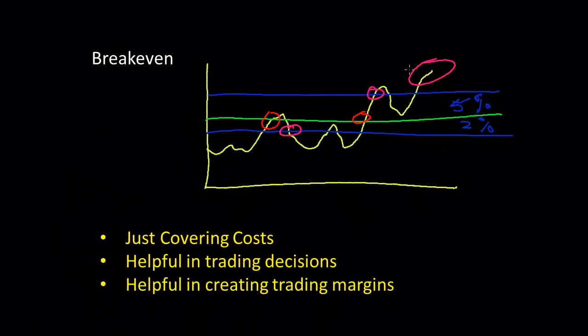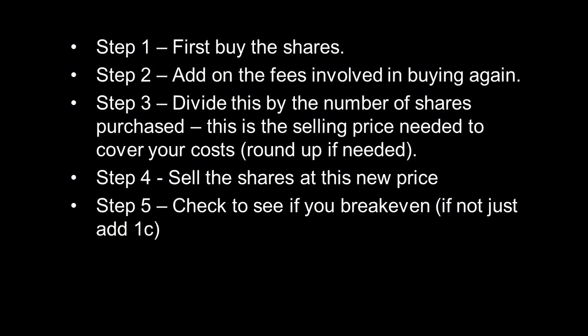So let's have a look at the steps involved in actually working out the break-even price of our shares. There are 5 steps, and if you follow them through, they're really easy. First step you do is to buy the shares, which you've done before. Second step is to add on the fees involved in buying them. Okay, so when you buy them you pay for your brokerage and your GST. When you sell them, you've got to pay brokerage and GST again. So you've actually got to add the fees on a second time.